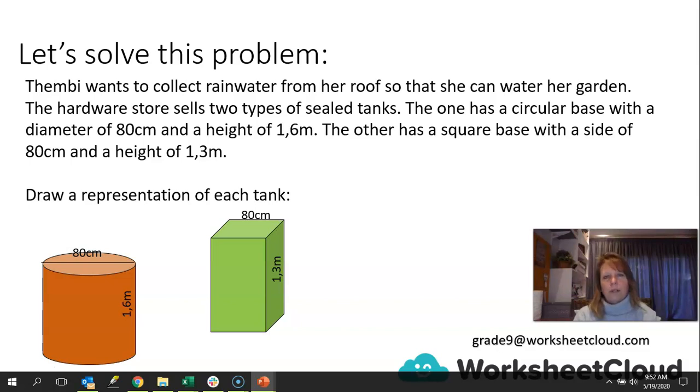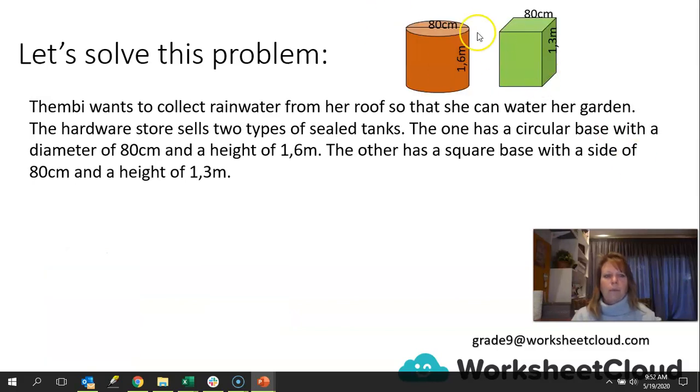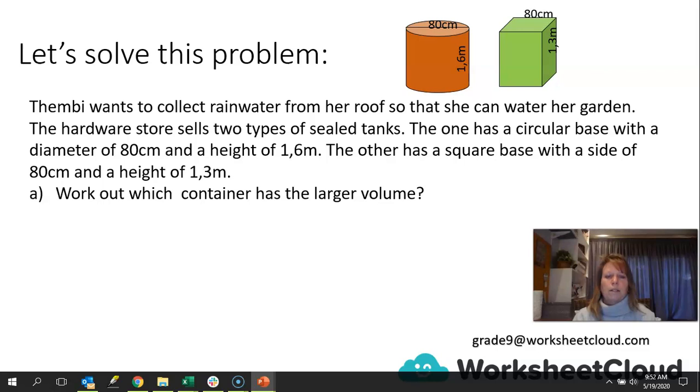Okay, once we've got that picture in our mind, it is so much easier to try and work out and calculate. Right, so there we have our pictures. We're going to keep them in the corner there so that we can refer to them the whole time. Again, here's our problem. So she's got the option of one of these 2 from the hardware store, and we now have to work out which one has the larger volume. So we know what our formula for volume is. For the circular base, it will be pi r squared times height. So let's work with that one first. So we're working with this here.